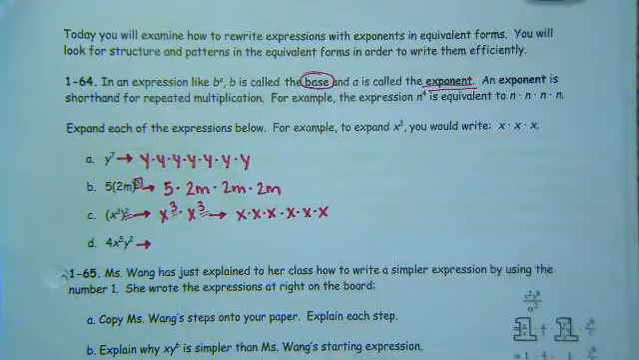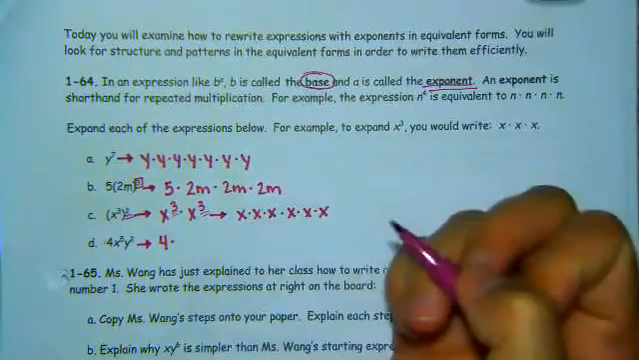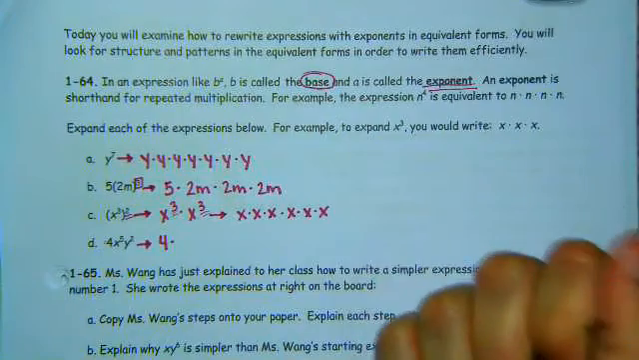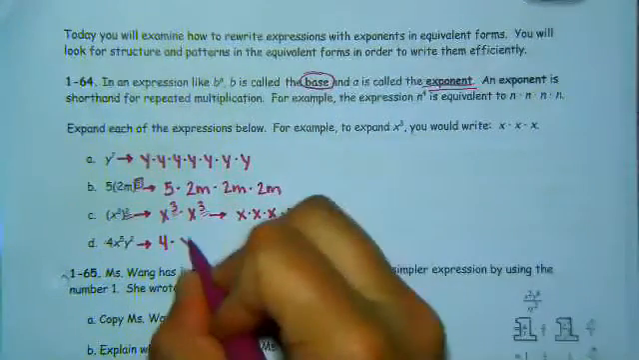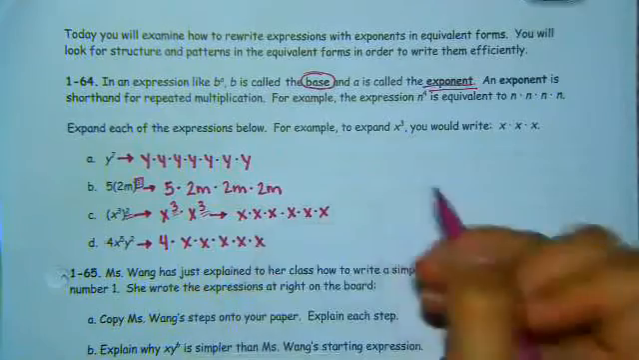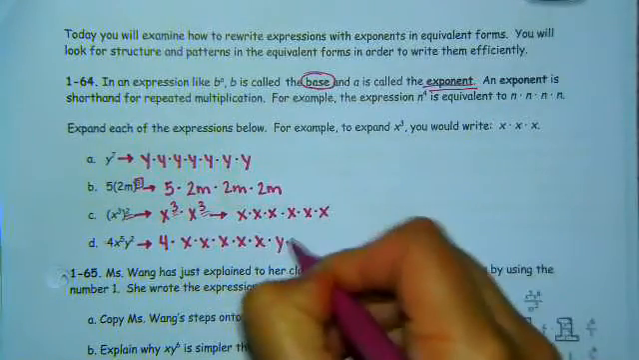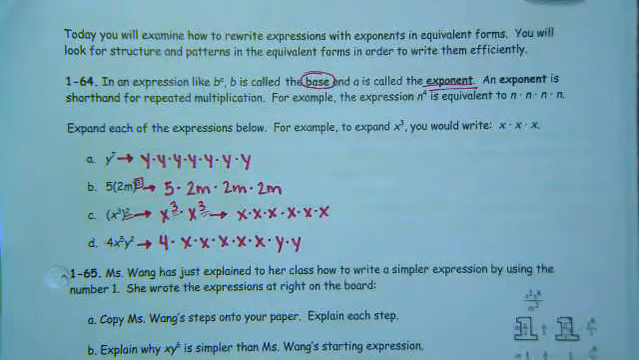Okay, now moving on to D. 4 does not have an exponent, so I'm just going to write 4. And then how many times am I going to write x? 5. 1, 2, 3, 4, 5. And how many times am I going to write y? 2. Y times y. So that's it, expanded all the way out.